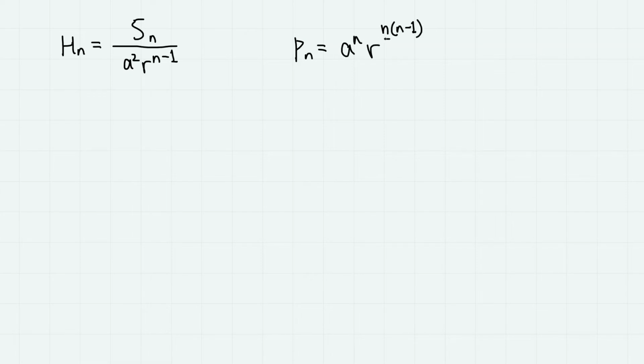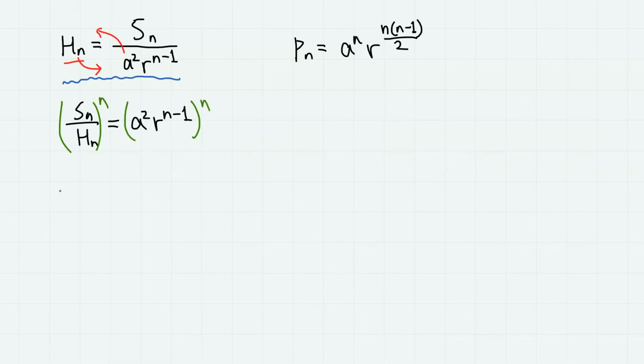So if we rewrite it, Hn and Sn are related like this, and Pn is given as a to the n times r to the n times n minus 1 over 2. So from here, let's send this Hn down to the denominator and move these terms up here. Then Sn over Hn is given as a squared times r to the n minus 1.